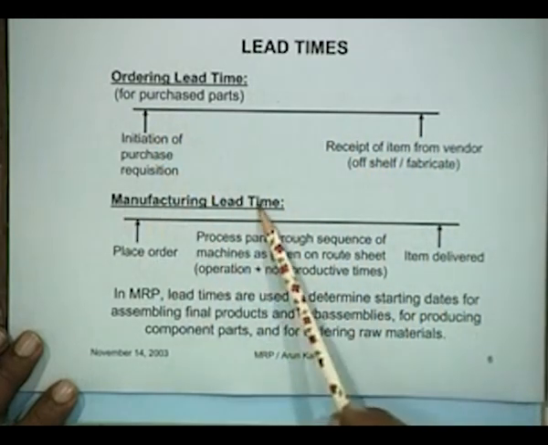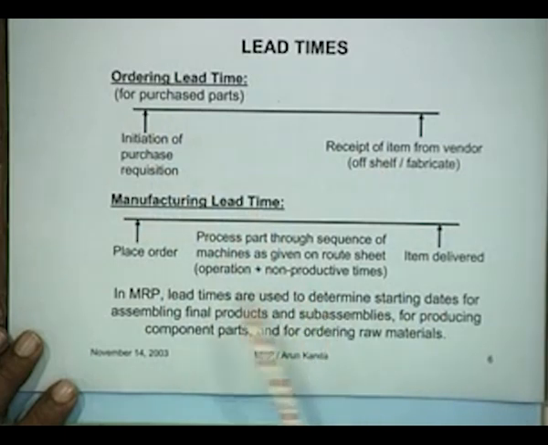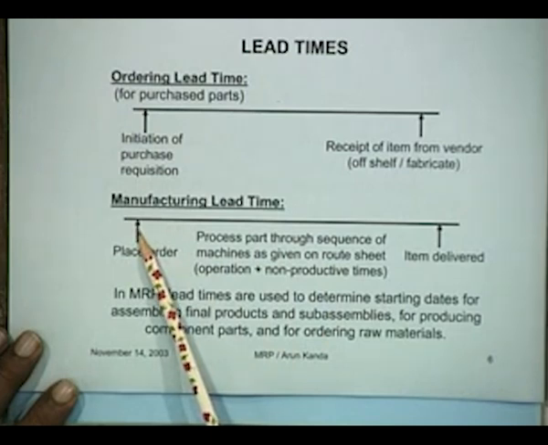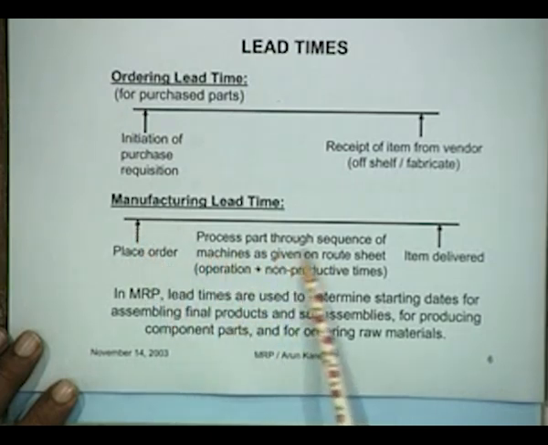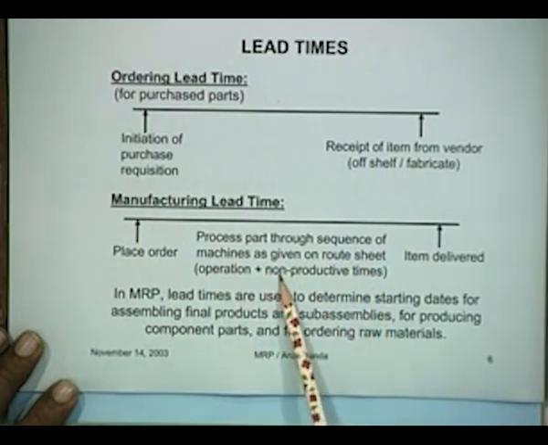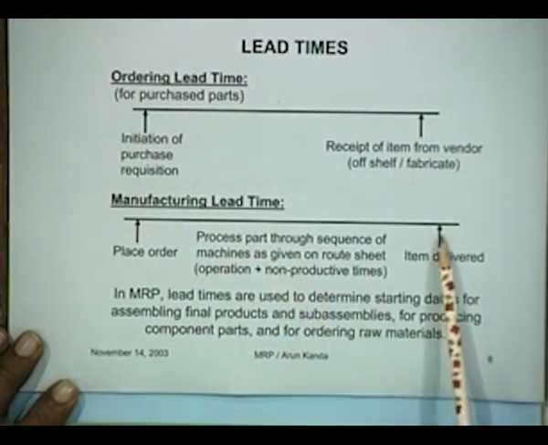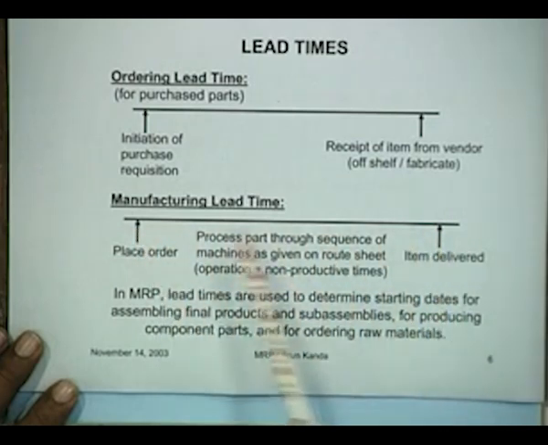Similarly, when you are talking about a manufacturing situation, you place an order at this point of time internally for manufacturing something, and then you process the part through a sequence of machines as given on the route sheet, with operation plus non-productive times, and the item is actually delivered to you here. So this difference is the manufacturing lead time.